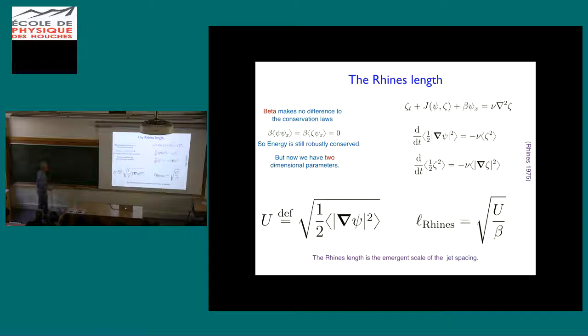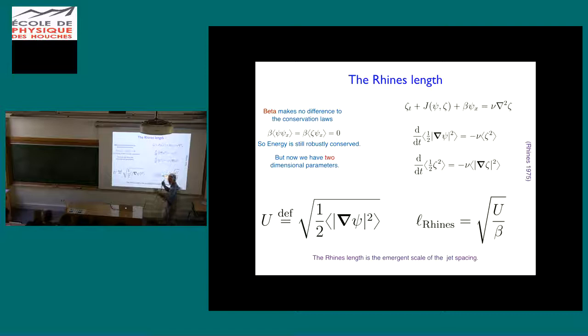So you can see what happens if I try to recover the results from lecture one by decreasing beta. I mean, it must happen, right? If I just take the same initial condition and make beta smaller and smaller and smaller, eventually I have to get to the vortex gas solution from equation one. Well, the way that happens, holding u fixed, if I reduce beta, the Rhines scale just gets bigger and bigger until you can't fit any more jets in the domain, and then that's how you recover the beta equals zero case.